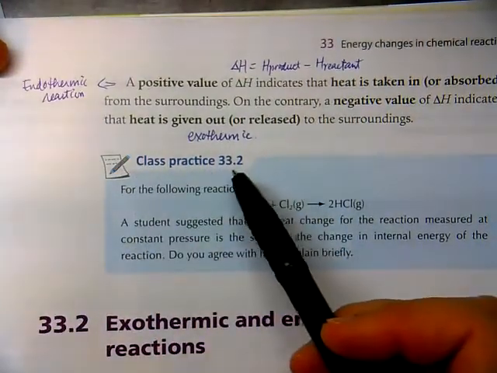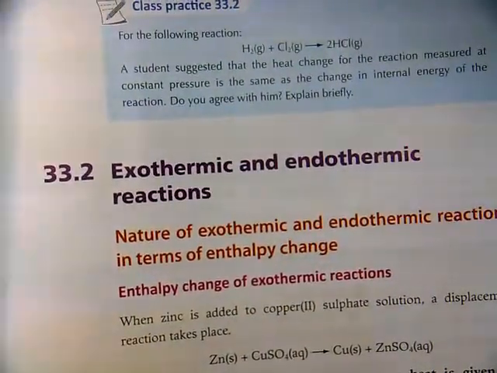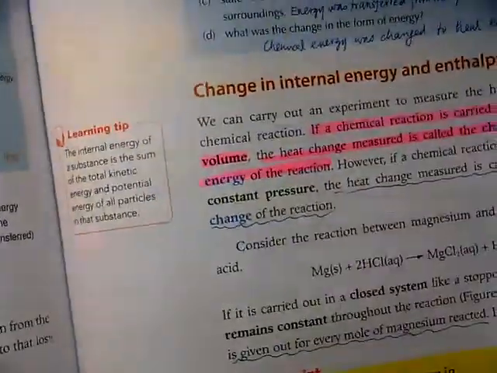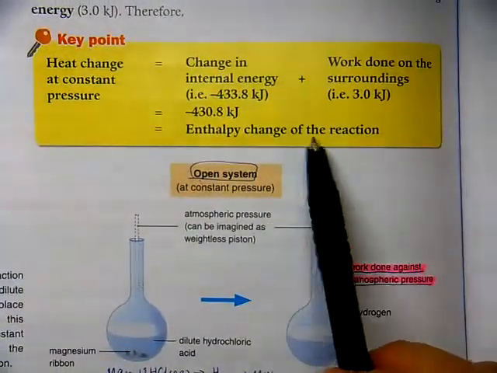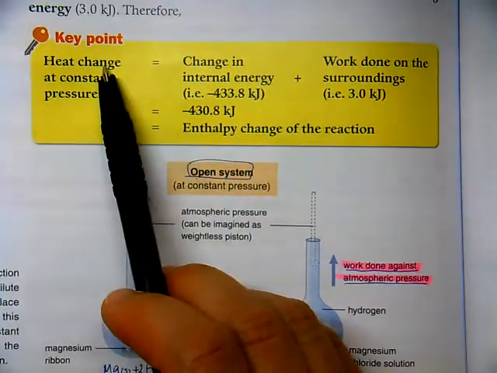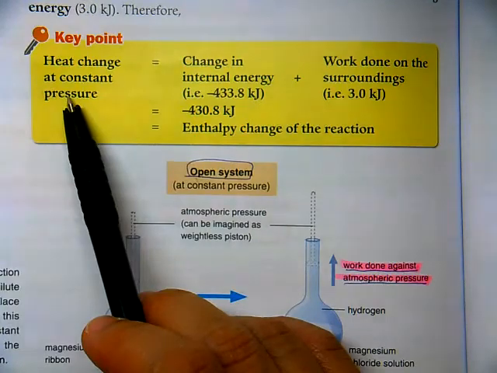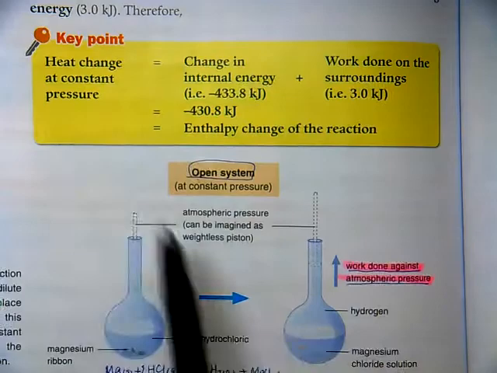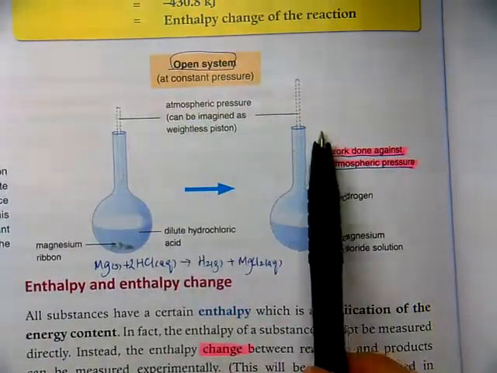So, let's have a short summary. First of all, you must be able to tell me what is the meaning of enthalpy change. Do you remember what is an enthalpy change? An enthalpy change of a reaction is the heat change at constant pressure. This is the first point of our summary. Okay? What is the meaning of constant pressure? That means we carry out the reaction without a stopper.